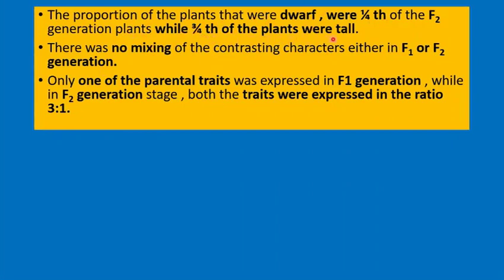So 75:25%. And a very important point: there was no mixing of contrasting characters either in F1 or F2. That means there were no plants of intermediate size, in between. The plants were either tall or dwarf. No medium sized plants were produced. Only one of the parental traits was expressed in F1, while in the F2 generation both the traits were expressed in the ratio 3:1.